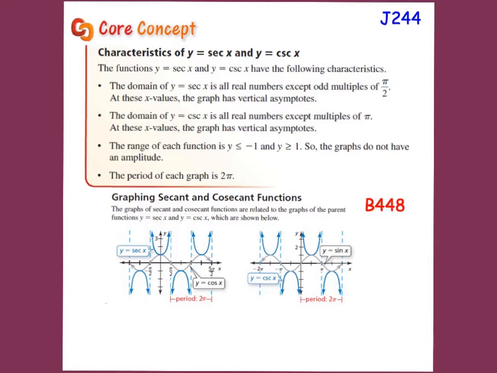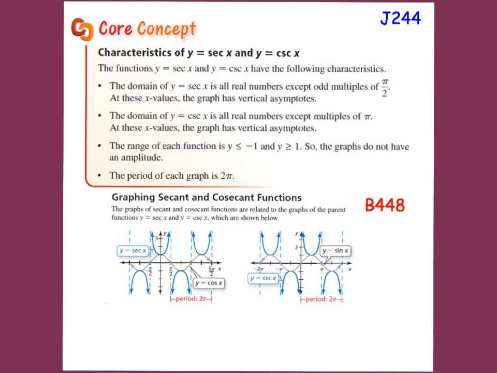The domain of y equals cosecant x is all real numbers except multiples of pi. At these values, the graph has vertical asymptotes. The range of each function is y less than or equal to -1 and greater than or equal to 1. So the graphs do not have an amplitude, and the period of each graph is going to be 2 pi. So the graphs of the secant and cosecant functions are related to the parent functions of y equals secant x and cosecant x the way it's shown below.